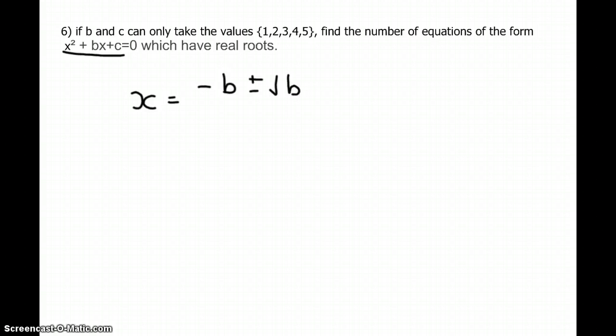In this question, we need to find the roots of this equation, x squared plus bx plus c. To find the roots of an equation, we use the quadratic formula, which is x equals minus b plus or minus root b squared minus 4ac, all over 2a.